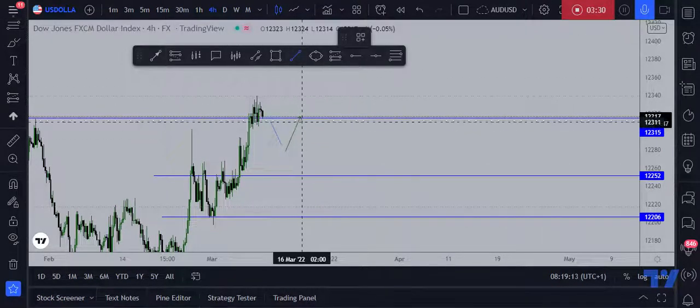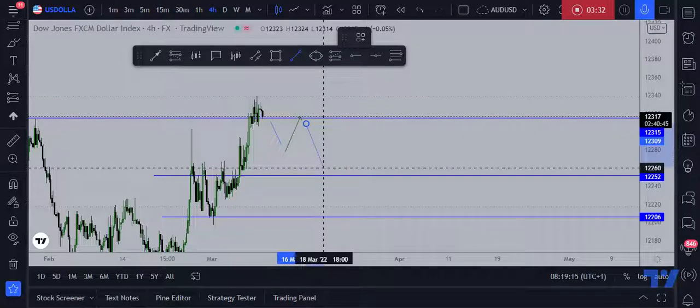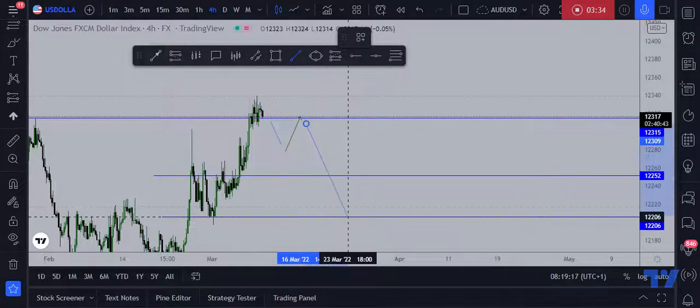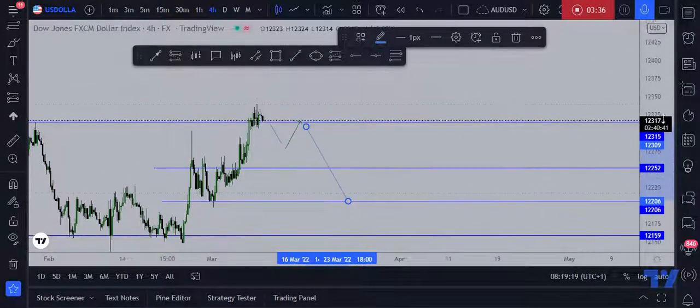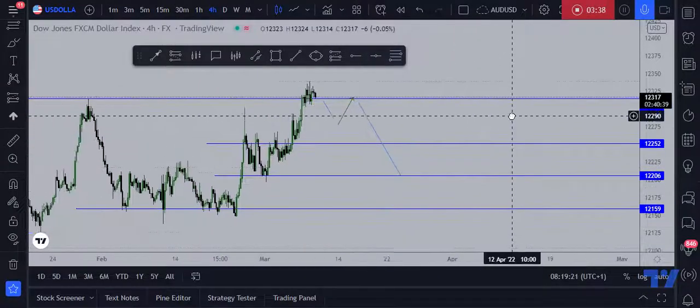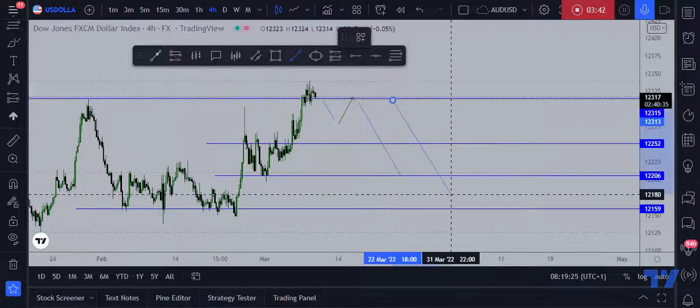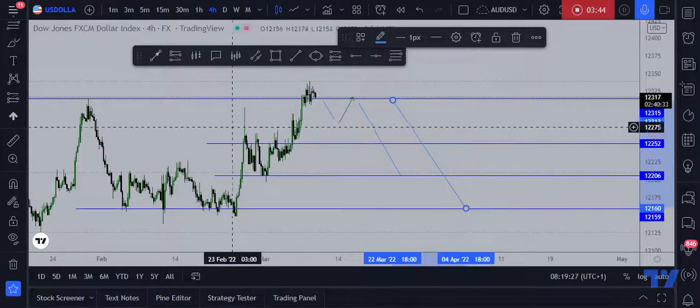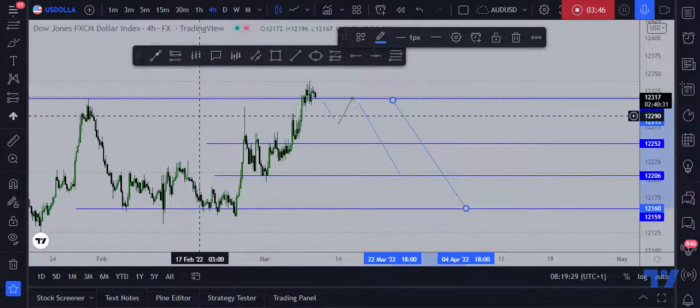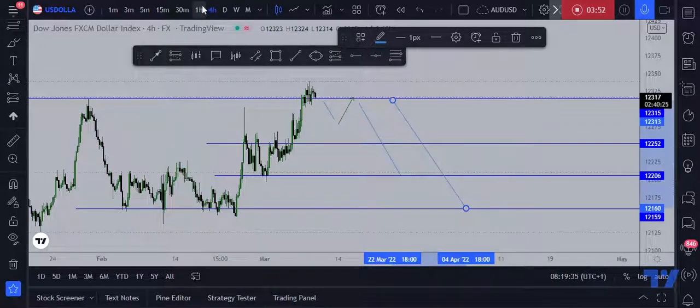From there we'll be looking for sales into this kind of areas, these areas. Overall we can be targeting these areas for the sale of the US dollar, and this is a temporary sale in the overall trend. So this is a pullback we're expecting on the 1 hour.